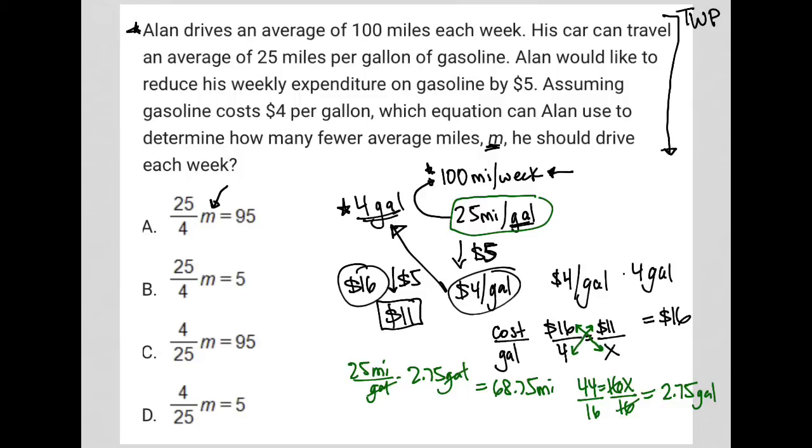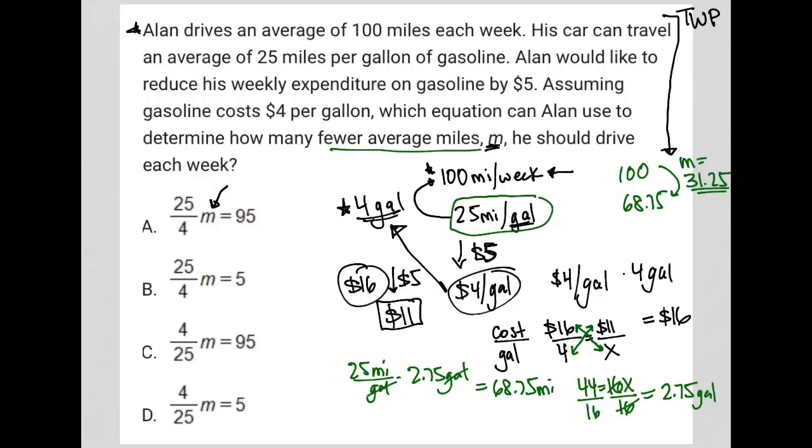So again, the question: assuming gasoline costs $4 per gallon, which equation can Alan use to determine how many fewer average miles? Well, if I started off at 100 and now I'm at 68.75, I need to find the difference between those, 100 minus 68.75. So I've reduced my number of miles by 31.25. So that's what I want my miles, M, to equal: 31.25. So that's what I'm going to use. So how would I do that?